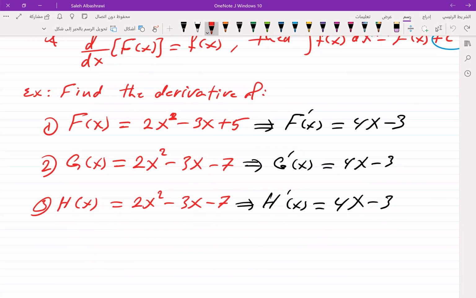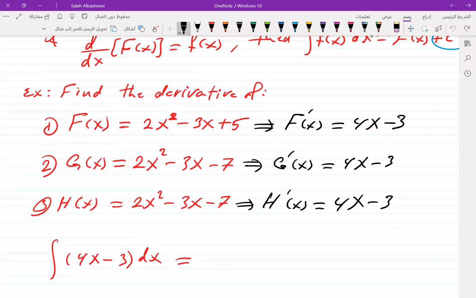Then the question will be, what is the integration, or what is the antiderivative, for 4x minus 3? Is it capital F or capital G or capital H? Which one of them? Now the question is, what is the original function? What is the antiderivative for this one, 4x minus 3? Can you say it is F or G or H? Which one of them?